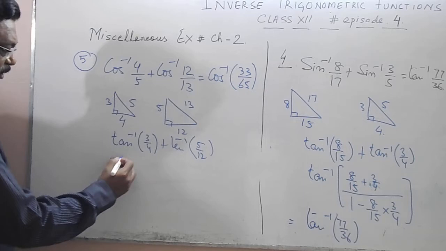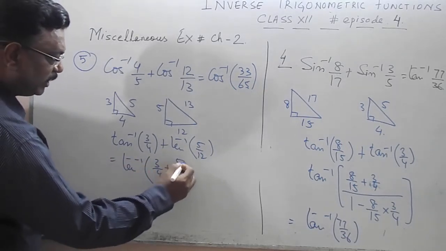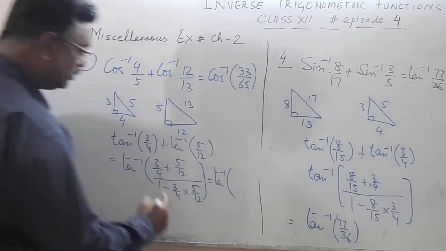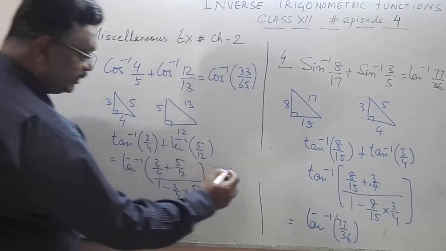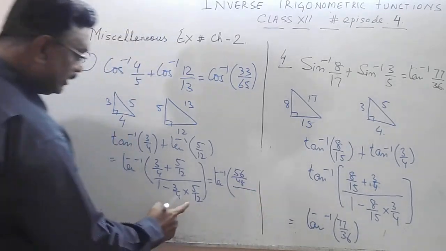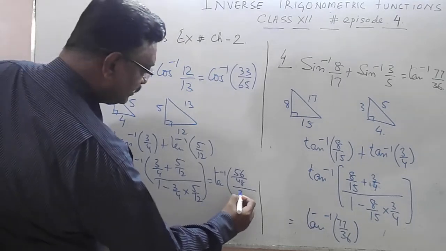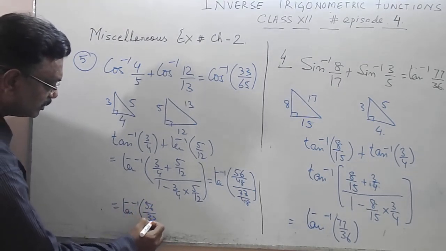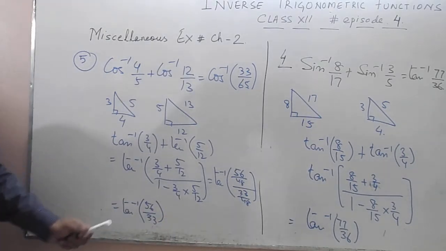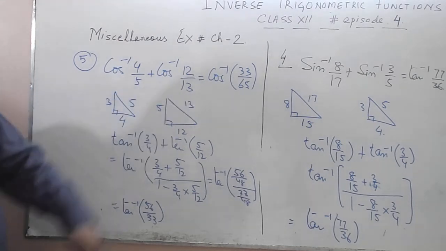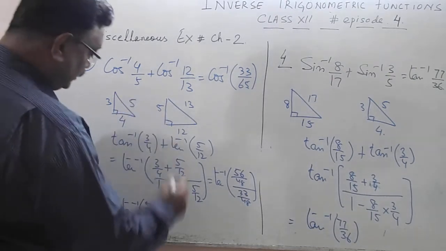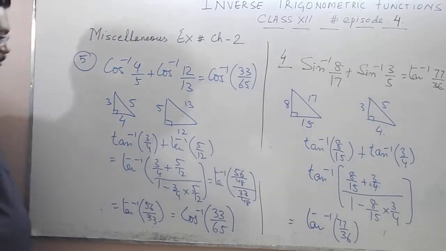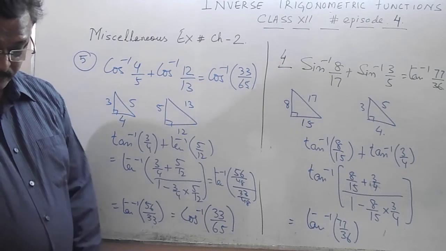Again, like the previous question, we apply the formula tan inverse of x plus y upon 1 minus x into y. This gives us tan inverse of 36 plus 20, that is 56, upon 48 minus 15, which is 33 upon 48. So this gives us tan inverse 56 upon 33. Now this is not the end of the question. We need to convert this also in terms of cos inverse. So converting in terms of cos inverse, this will become cos inverse 33 by 65, again by using Pythagoras theorem. So you have seen how we solve these kinds of questions.